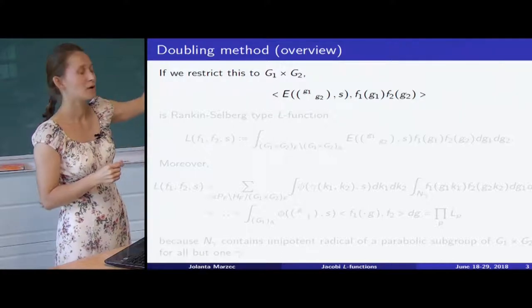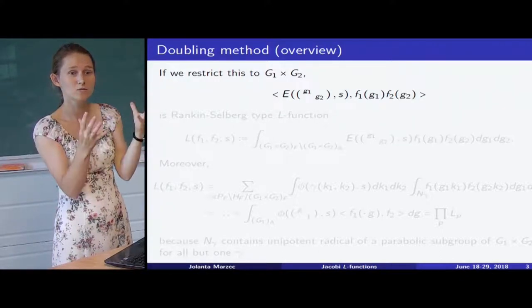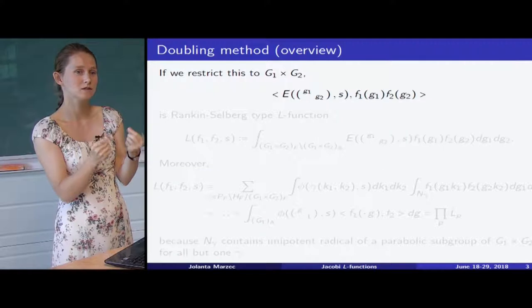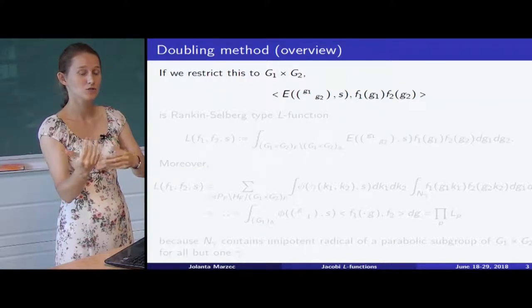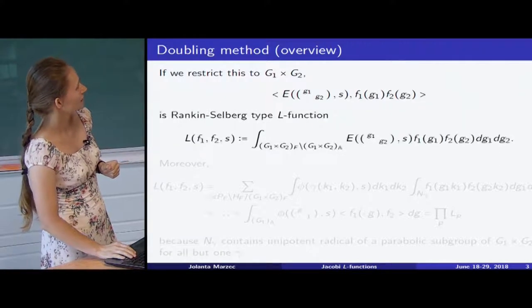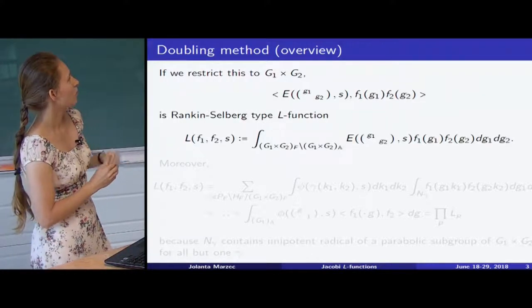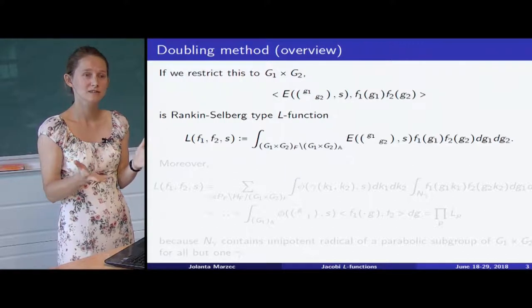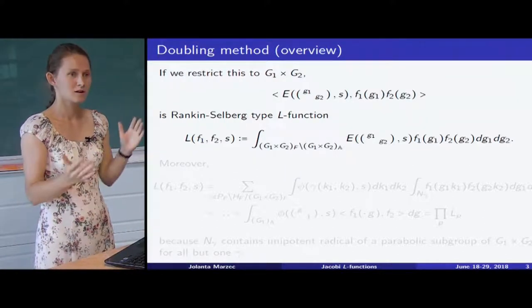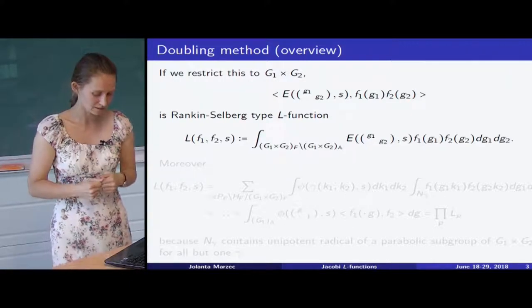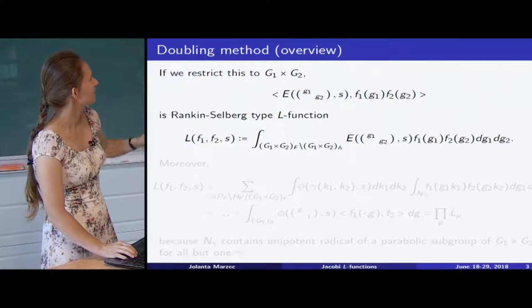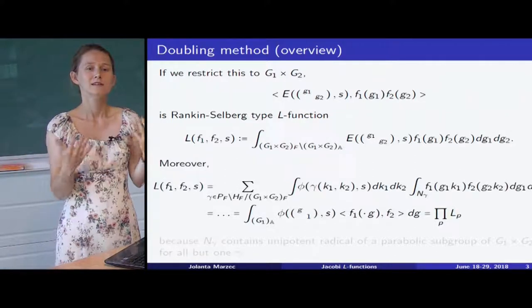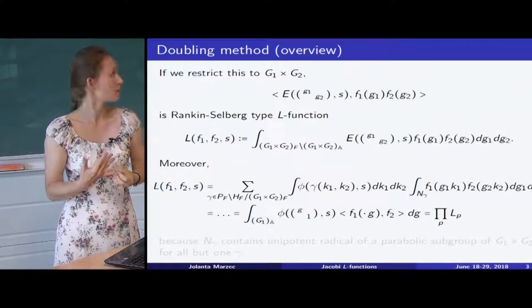But then the cuspidal form F that we had before, that was defined on the bigger group H, may now be viewed as a product of two cuspidal forms, one on group G1 and another one on G2. And so when we write down how this inner product looks, we obtain an integral which defines a Rankin-Selberg type L function. Why is this an L function? It will be clear a bit later, but one of the properties of this L function is that it is expected to have an Euler product.